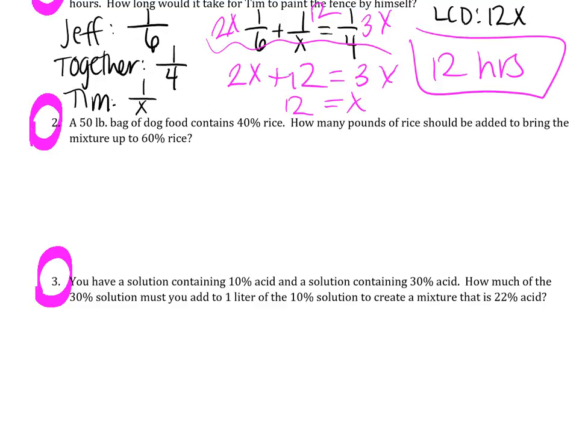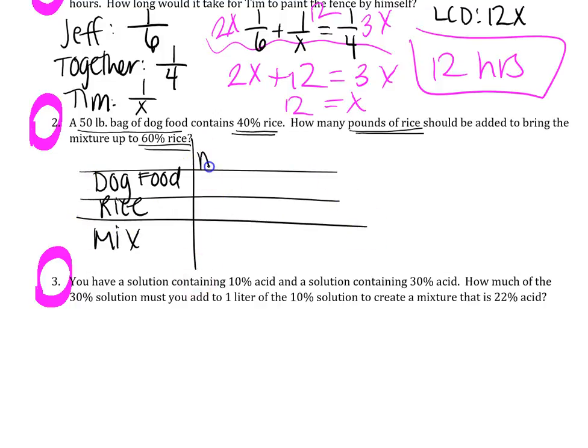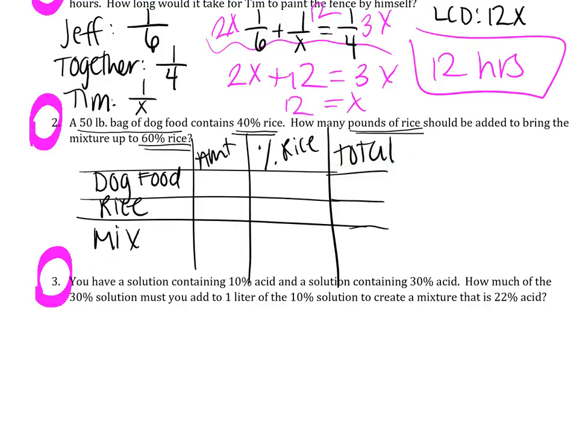All right, mixture problems. A 50-pound bag of dog food contains 40% rice. How many pounds of rice should be added to bring the mixture up to 60% rice? From what students have told me, they like to do this as a table, so that's how I'm going to do it. We've got our dog food, our rice, and our mixture we want. First column's amount. I'll call this percent rice, because that's really what I'm manipulating, what percent rice we're going to have. And the last columns are total.